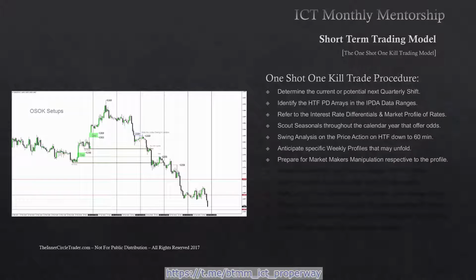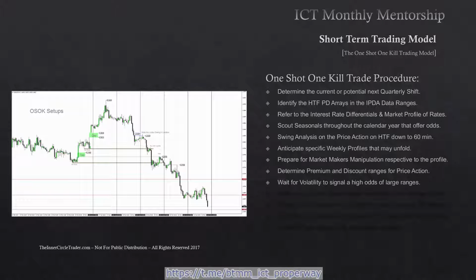Then by identifying those respective templates for the week, we're going to be looking at the market maker manipulation templates that have the respective profile characteristics. Then you determine where the premium and discount ranges are in price action.